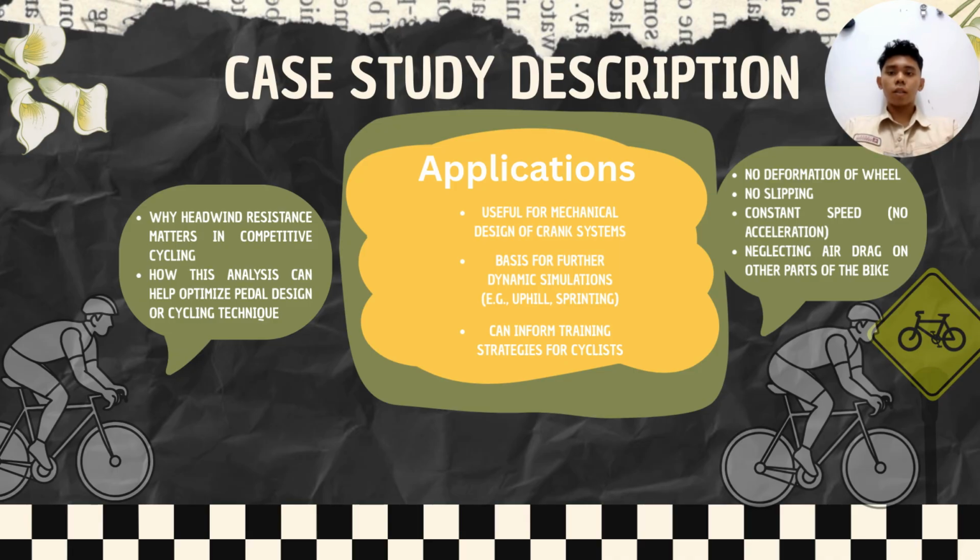So I will continue with the case study description. Our case study examines the dynamic effect of a cyclist riding on a flat road at a constant speed of 15 km per hour. This scenario is particularly relevant because it accounts for a slight headwind, which acts as a resistive force similar to cycling uphill. This mirrors real-world conditions encountered in long-distance cycling or road races.